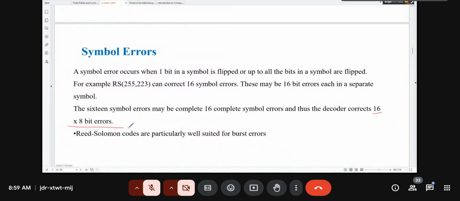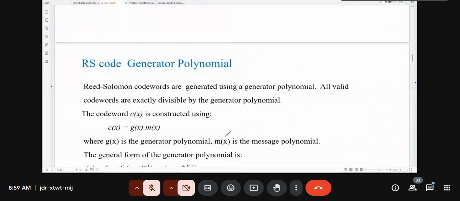This may be 16-bit errors, each in a separate symbol, or it may simply be 16 times 8-bit errors. So it can correct. That's why you can see it's very good for burst errors, because when 8 bits are erased, that's just a symbol error. Actually, it's said here: the Reed-Solomon codes are particularly well suited for burst errors.